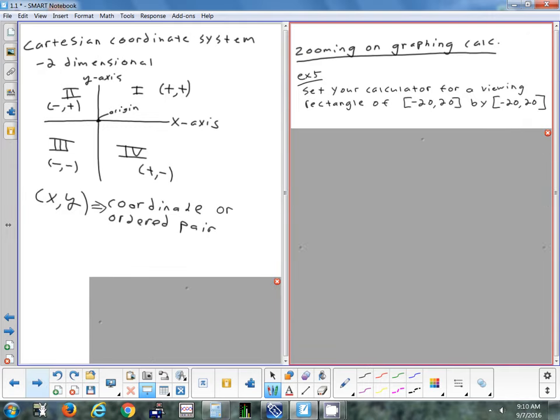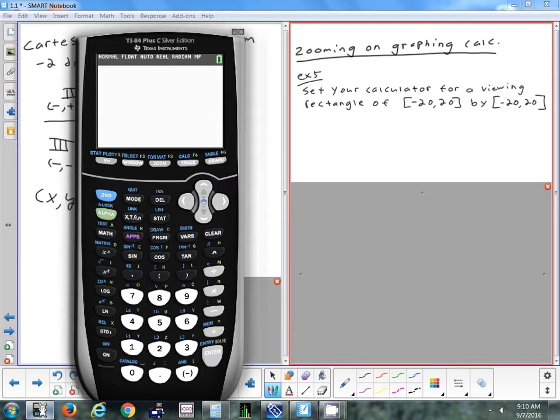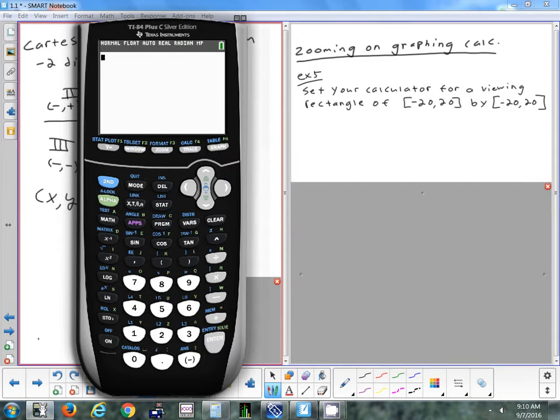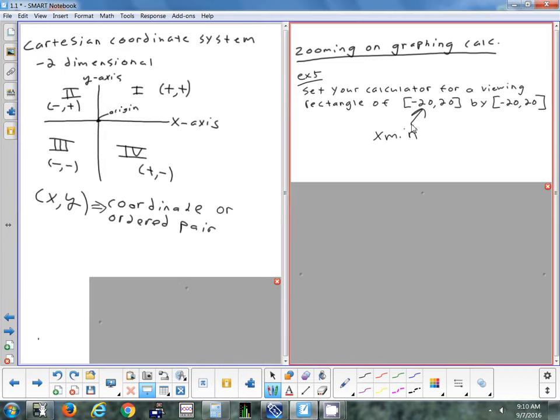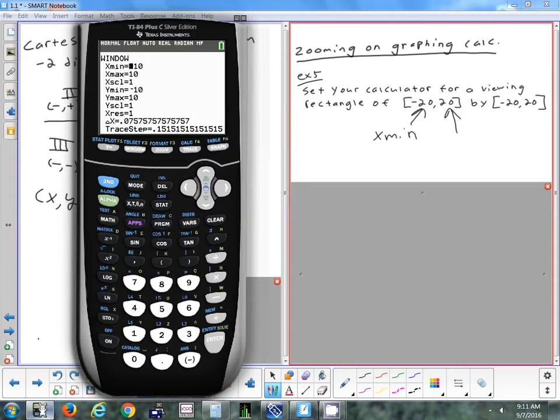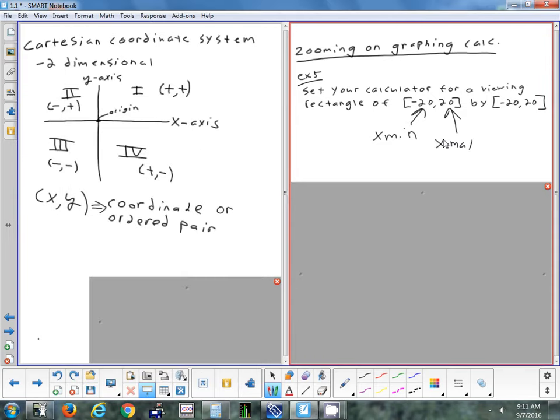All right, so zooming on a graphing calculator. Yesterday we talked a little bit about this. Zooming is something you might have to do if you have a graph that's off the screen, and I'll show you how to do it. Once you turn your calculator on, just make sure you're at the home screen. Does anybody remember what button you have to press to see your X min, X max, Y min, and Y max? Yep, you press window. All they're asking you to do here is change these values. That's your X min. So we're going to go negative 20 to 20 on the x-axis, and negative 20 to 20 on the y-axis.